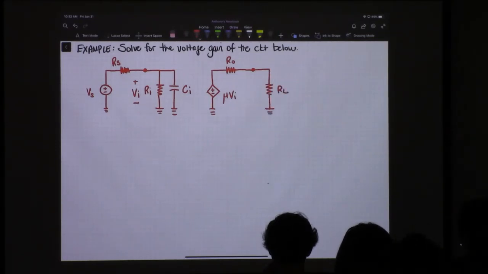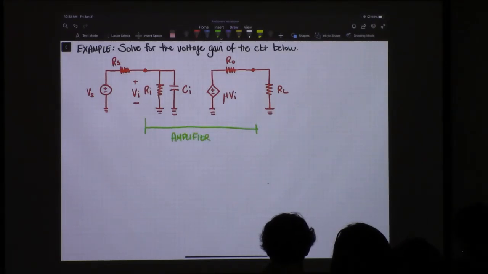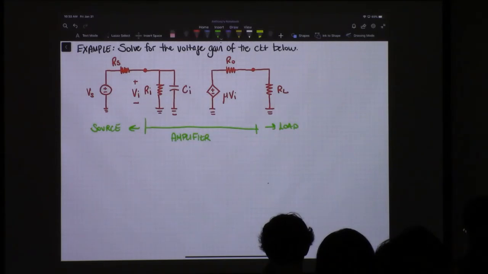Okay, so the amplifier itself really falls from here to here. And then over here we have the load, and over here we have the source. As we go further and further, I'll stop saying stuff like that over and over again, but since we're still sort of in the beginning, I'll keep reiterating that.